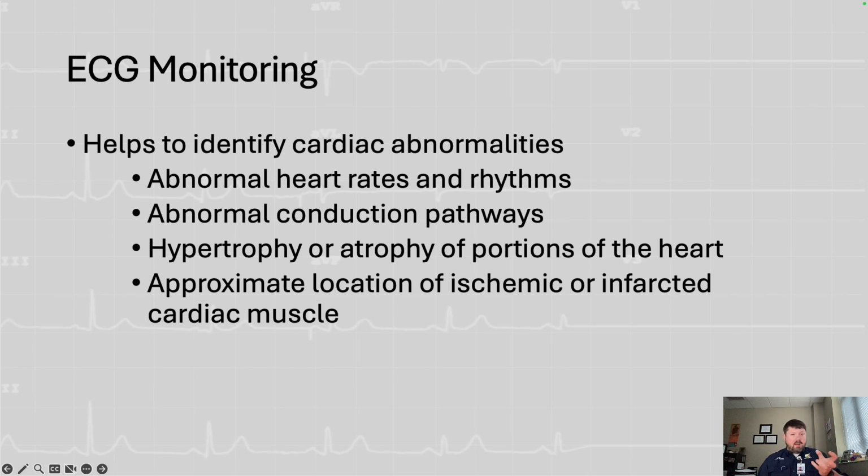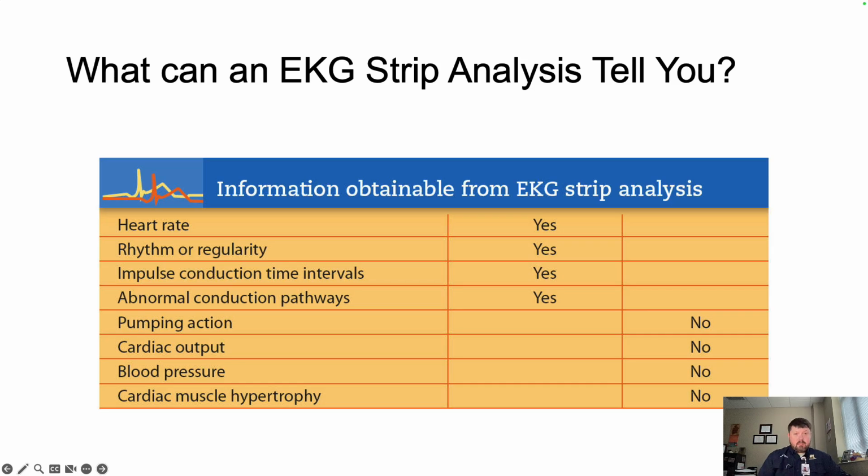We know our normal conduction pathway, SA node, AV node, your ventricular pathway and all of that, but it can also show you, hey, do we have something that's happening outside of that normal conduction pathway? Also, it can tell you chamber size, hypertrophy or atrophy of portions of the heart, the chambers, and approximate location of ischemic or infarcted cardiac muscle, which is going to be a very important concept when we start talking about 12 lead.